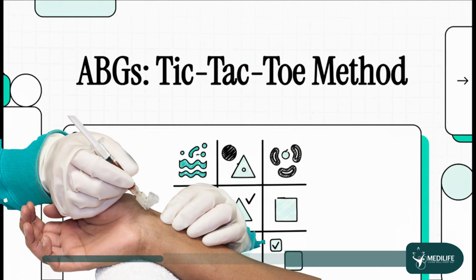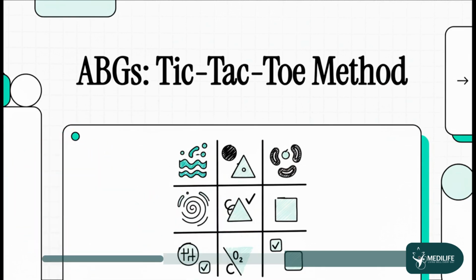Have you ever looked at an arterial blood gas problem and just felt completely lost? Well, you are in the right place. Today, we're going to crack the code on this super complex topic using a surprisingly simple method you already know and love, tic-tac-toe. Let's jump right in.